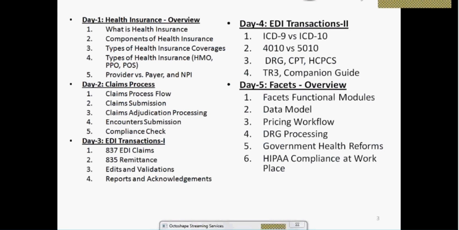And I also want to introduce some terms that you will be predominantly using during this course, terms like provider, payer, NPI, or taxonomy. These are pretty much used when you get onto any healthcare project. So we want you to get a thorough understanding of these terms. And here is the agenda for days 2, 3, 4, and 5. So that's what we will be covering as part of this course.